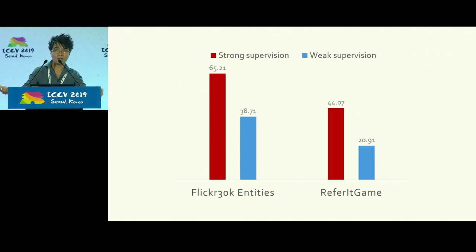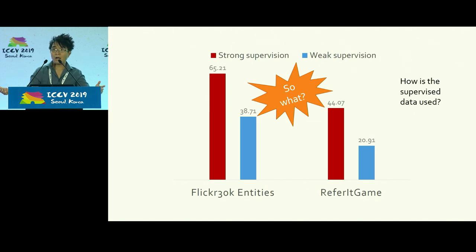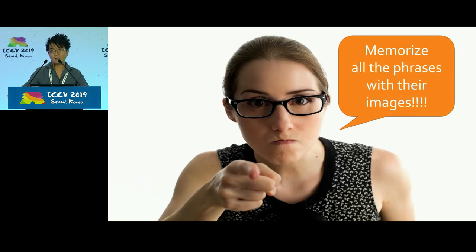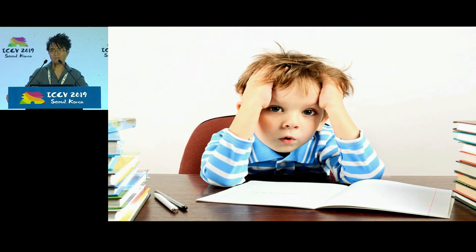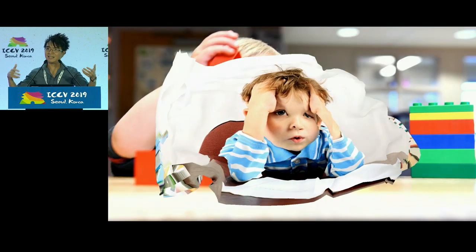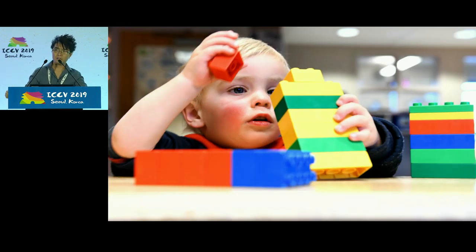So the numbers are good and all that, but what else do they tell us? What else can we learn from this data? Do we know how well these systems actually use the supervised data? Do we actually have a very intelligent system that can generalize to unseen phrases or even domains or tasks? Or do we essentially have a machine that learns to memorize phrases along with their localization? It's like asking a child to learn how to localize phrases by memorizing phrases and images and their localization. That's probably not how a human would actually do it.